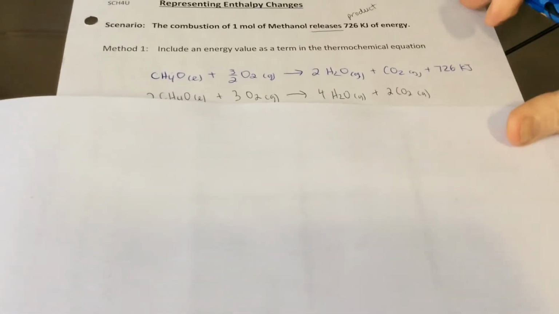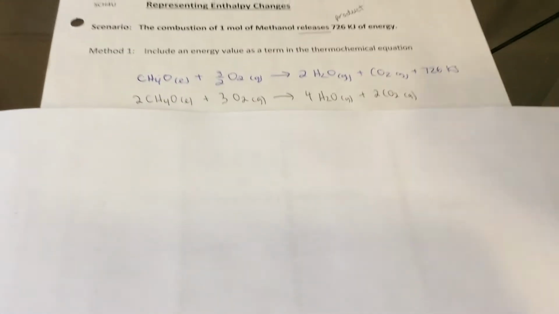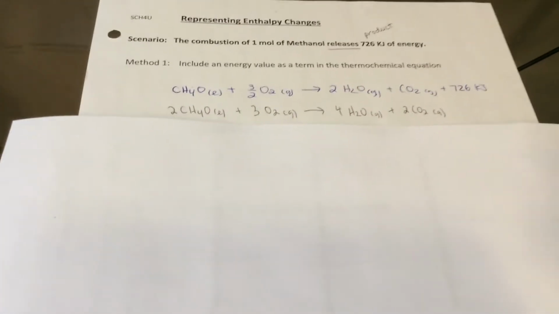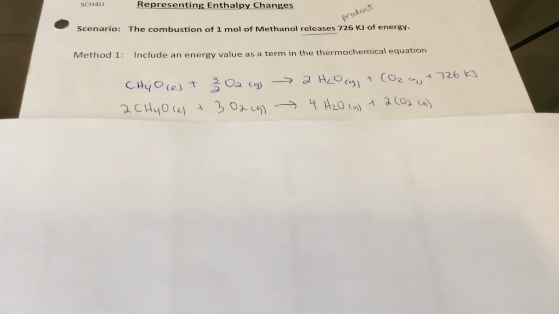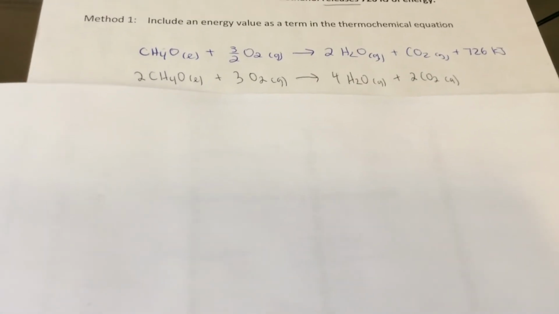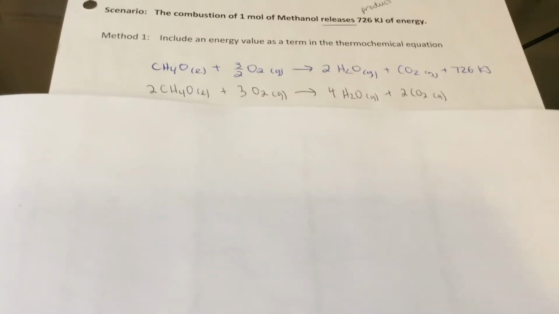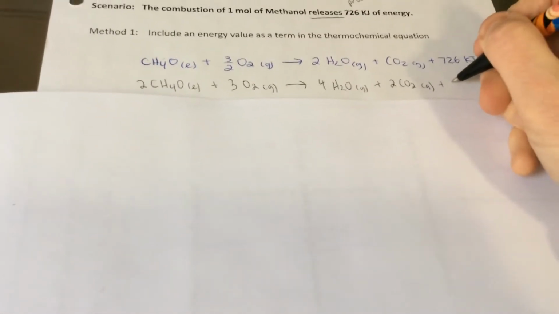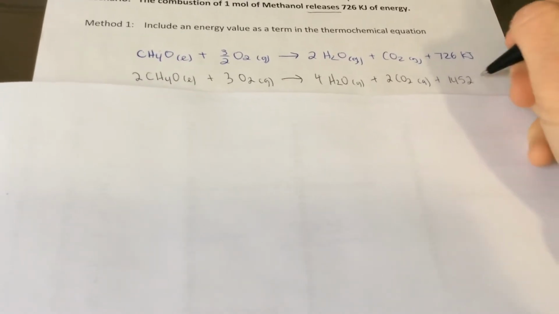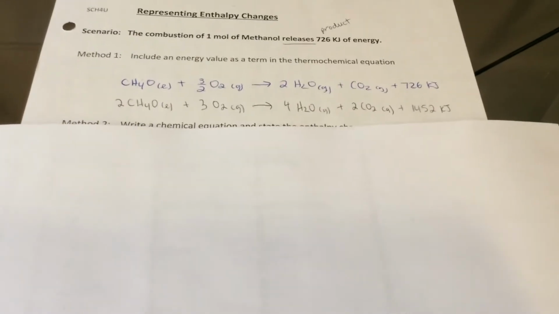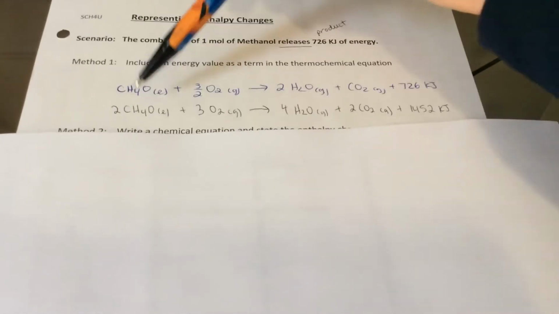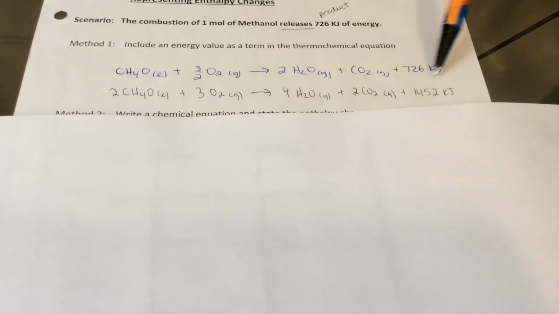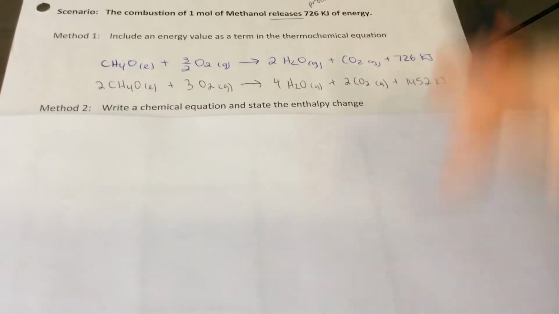Well, we can't leave this at 726 kilojoules because now as we read the equation it's for 2 moles of methanol. So we would have to multiply that 726 by 2 and you'd get 1452 kilojoules. So either of these is acceptable, but all of the information has to fit together. This amount of energy for 1 mole, twice the amount of energy for 2 moles. So that's one method.